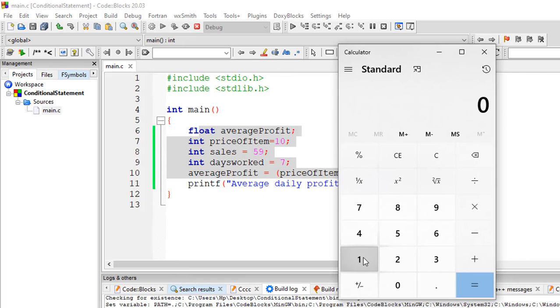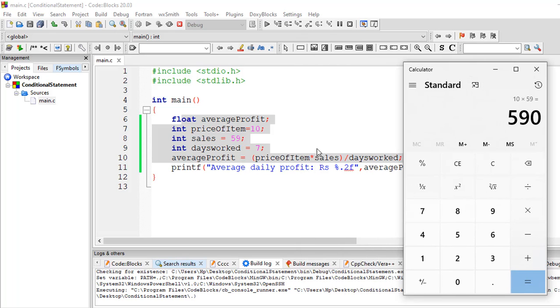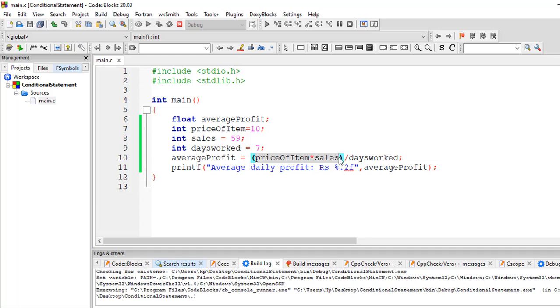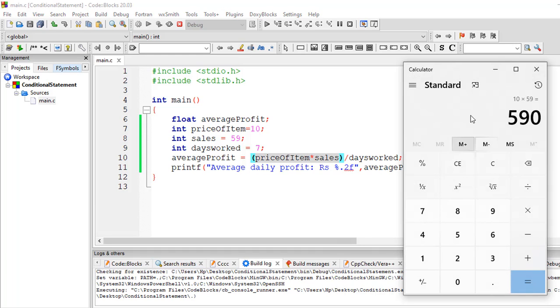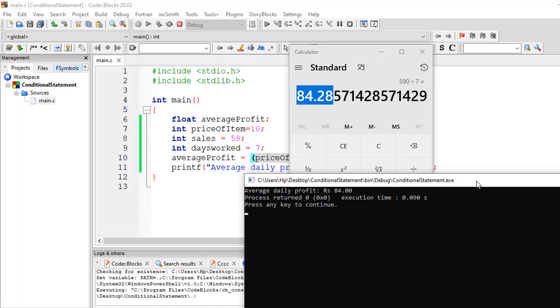What is the price of the item? It is 10 rupees multiplied by how many items I have sold? 59 items, which is equal to 590. This part I have calculated in the calculator, but I have to divide it by the number of days worked. So I will divide it by 7, which gives me 84.28. But I am getting 84.00. Why is this problem happening?